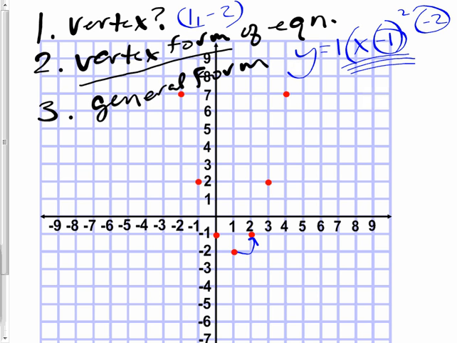Okay, pretty much everybody eventually got it. It was x minus 1 times x minus 1, and then subtract 2. Quiet, please.